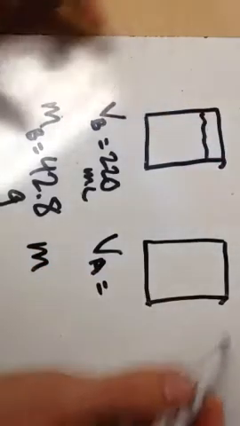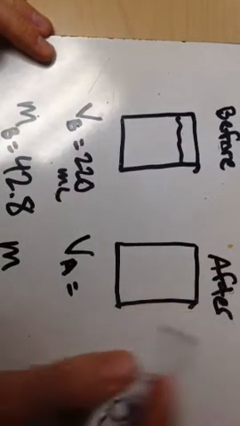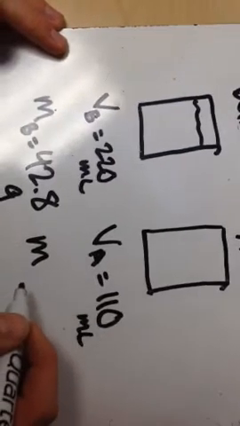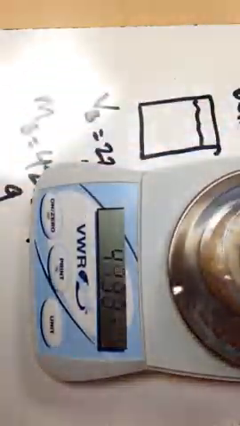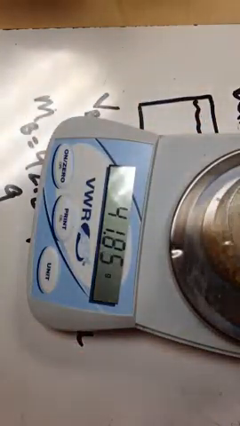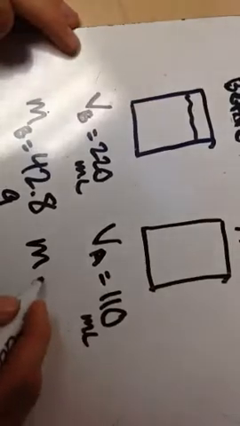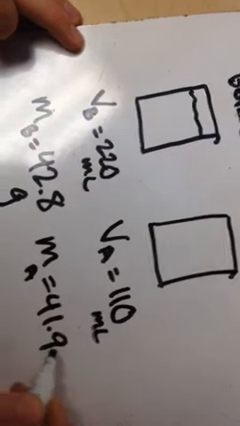Volume after, about 110 milliliters. And mass is going to be, put it back on the scale. What do we have? 41.9. Mass after, 41.9 grams.